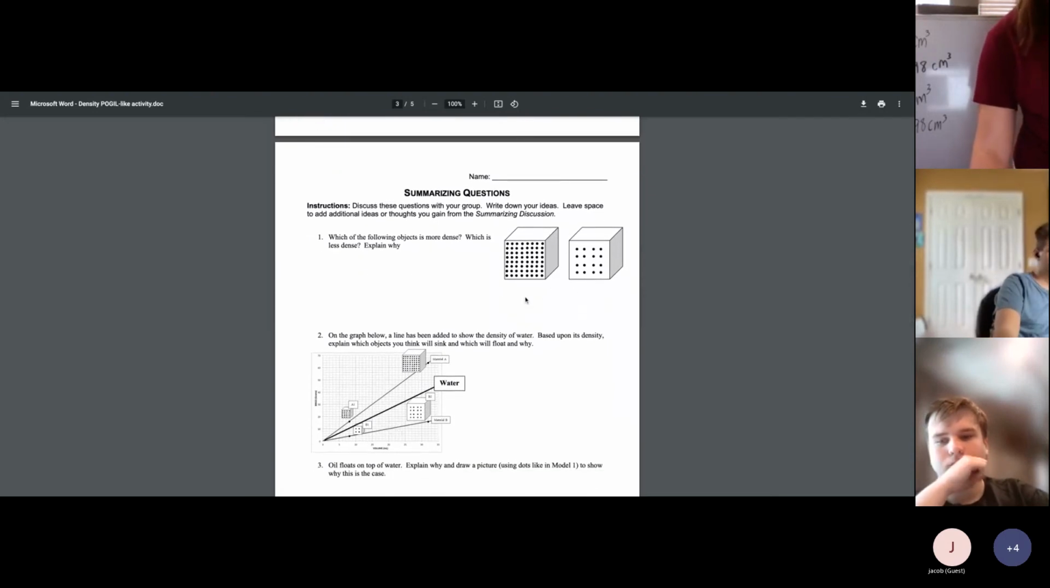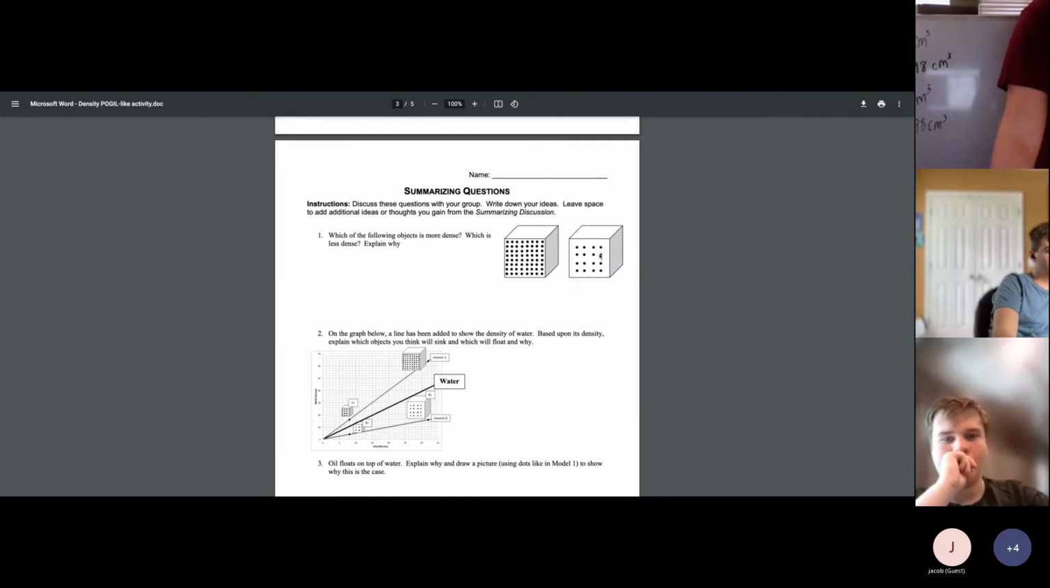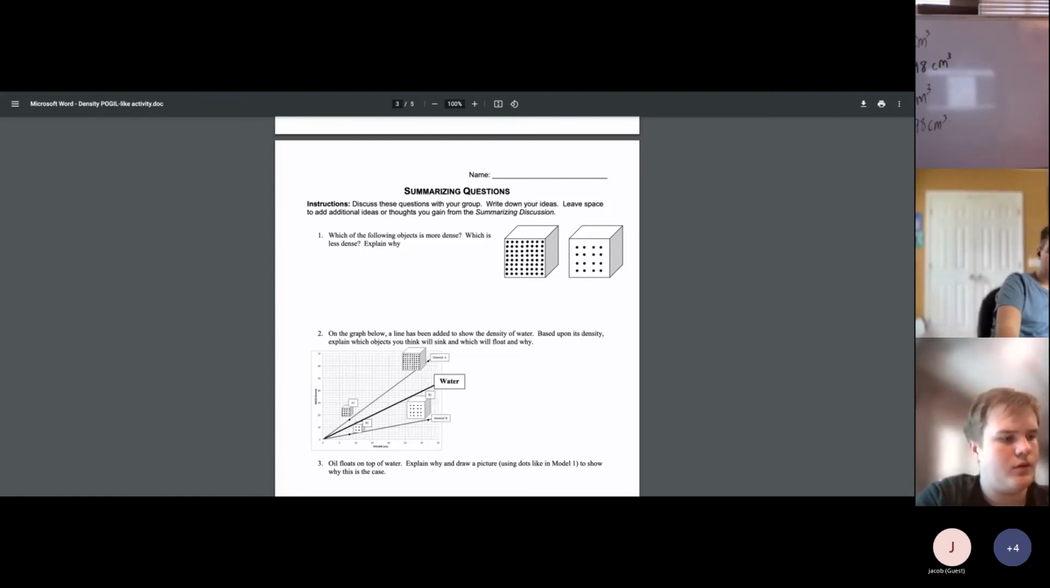Which one would you consider more dense? Would it be this first one, or would it be this second one? Which one has a bigger, if you will, ratio of its mass to its space? The first one. Why would you say it's more dense?